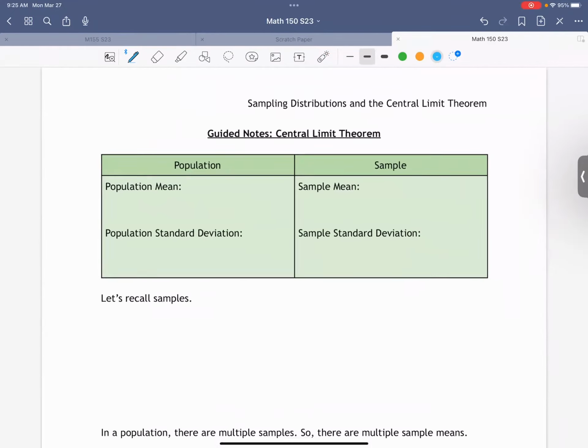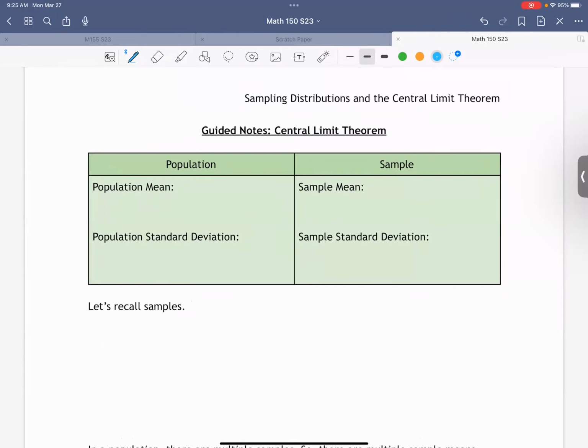Okay. So we are starting a brand new section. It's called the central limit theorem. And if you talk to any statistician and you ask them what's the most important topic in statistics, or at least probability theory, they'll tell you that the central limit theorem is probably the most important thing in the entire world. So this is a very important section.